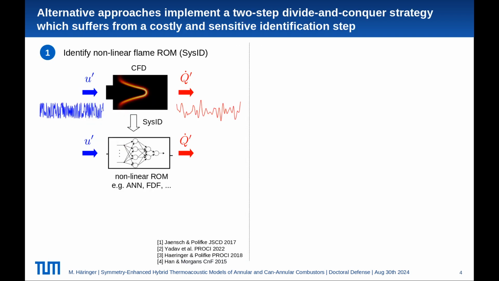Of course, there are alternative approaches, and this one here is a very popular one. It is a two-step approach. In the first step, we just consider the flame, so one single flame of our system. We simulate that again with reactive CFD simulation, and we force that flame externally by broadband velocity forcing, and we record the output. And using system identification techniques, we can identify a reduced order model for the flame dynamics.